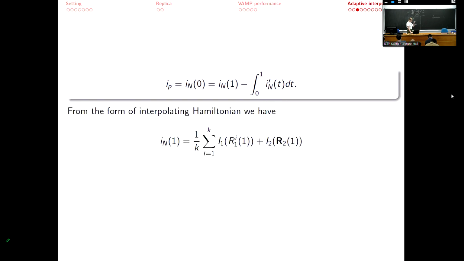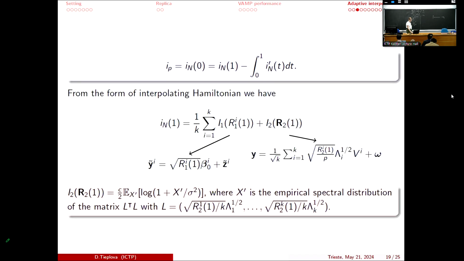So first, let us calculate what our information is at the point 1. Since we have this k plus 1 channels, each channel will give its impact to the mutual information, and so in the end it will be the sum of k plus 1 different mutual informations. The first part will be coming from these effective scalar channels, and the second part will be coming from this first equation.